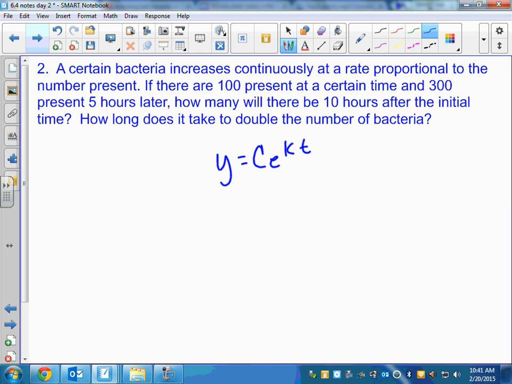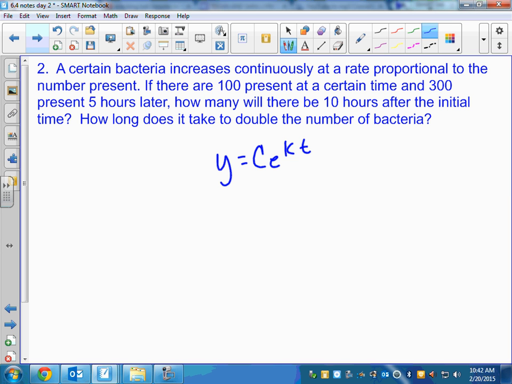If there are 100 present at a certain time and 300 present 5 hours later, is that enough information for me to plug everything in to solve for my K? That's where you have to start every time. If it's a half-life, then you can just use the formula for half-life. But if it's not half-life, you have to solve for that constant of proportionality, that growth factor or decay factor. And so they have to give you enough information.